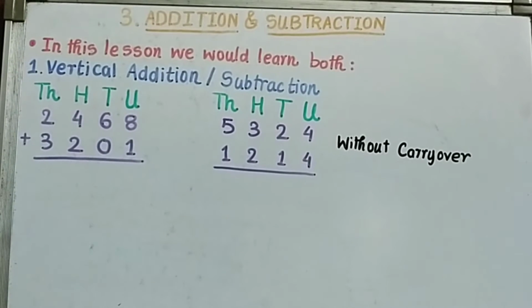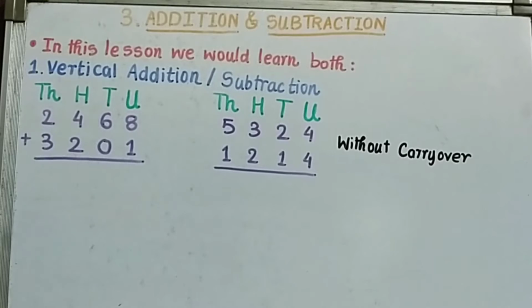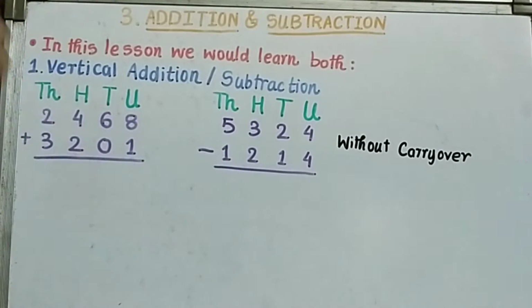In this lesson, we will learn both vertical addition slash subtraction and horizontal addition slash subtraction. In our first method of vertical addition slash subtraction, our first type is without carryover. In this, we are not going to carry over any digit or number. This is known as simple addition and subtraction. So let us solve it.